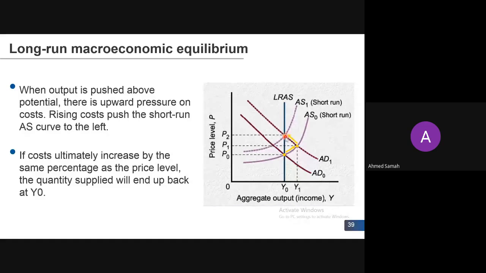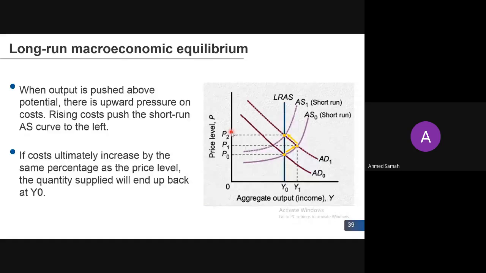And you can see again that the long run aggregate supply and the short run aggregate supply are equal at this point, but at a cost. Now the price level has increased from the previous P0 to P1.